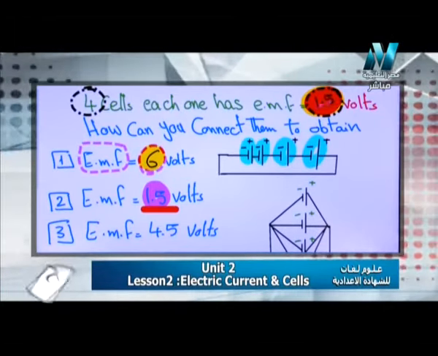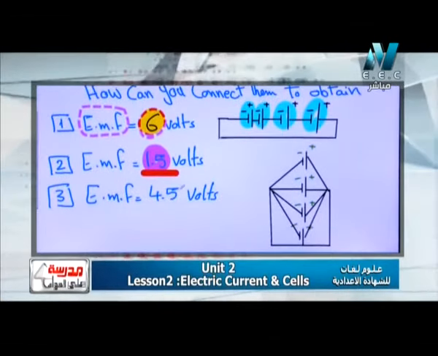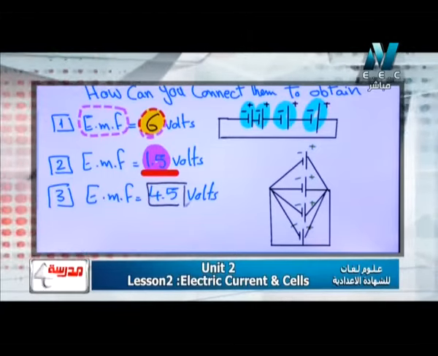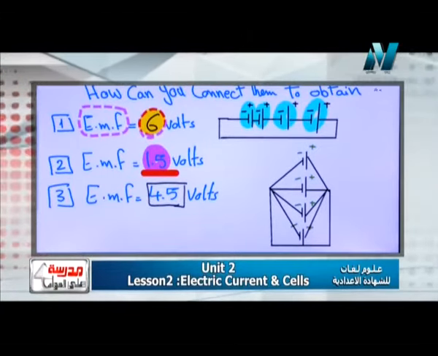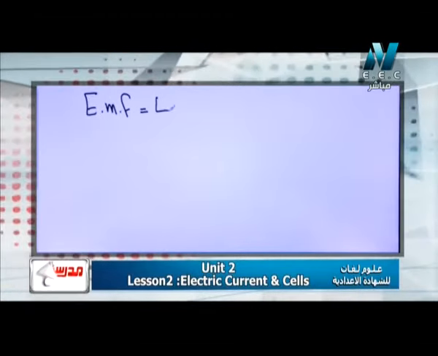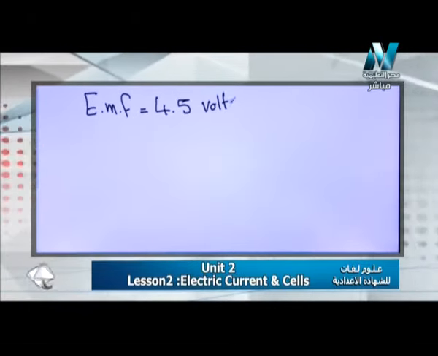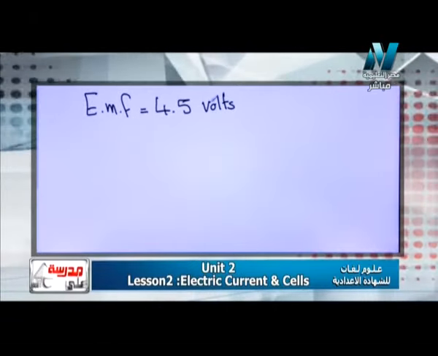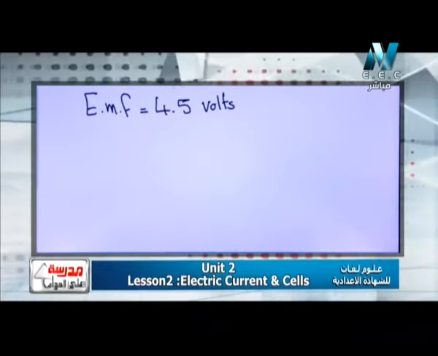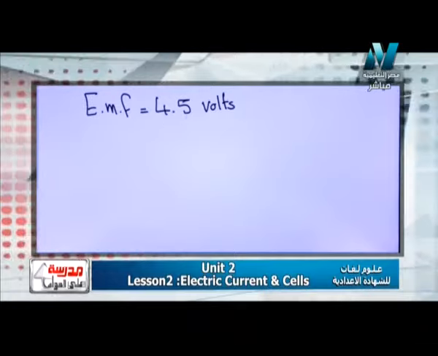We have number 3. How can we connect them to obtain 4.5 volts? We answer in another page. EMF equal 4.5 volts. We have here a mixing connection. We must connect two connections together. Not parallel only, not series only, because we talk about 4.5 volts. Okay.